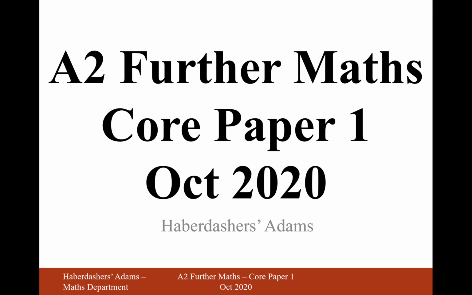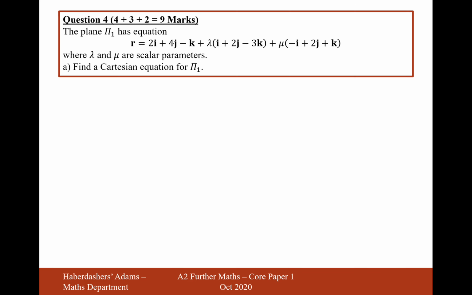Hello there and welcome to October 2020 paper 1. Here we're looking at question 4. The plane pi1 has equation r = 2i + 4j - k + lambda(i + 2j - 3k) + mu(-i + 2j + k).